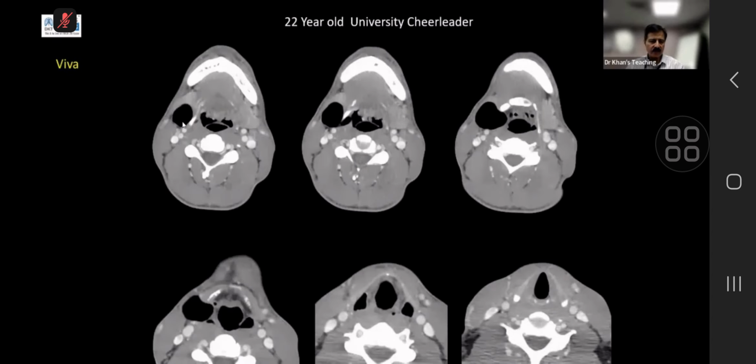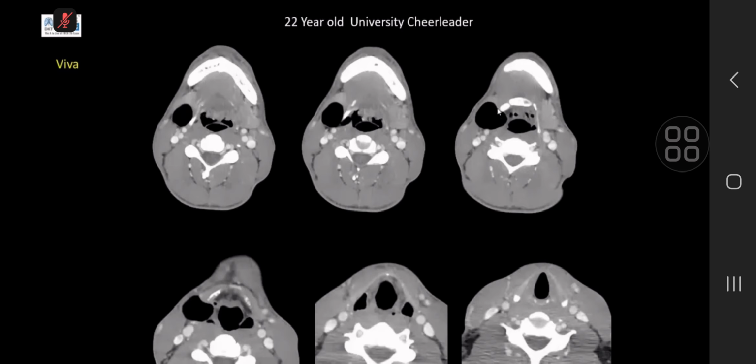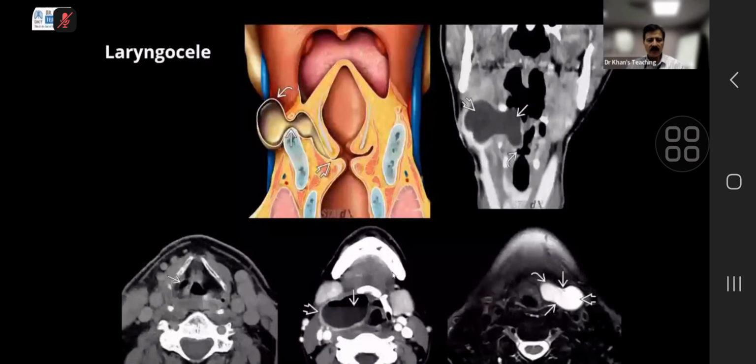What is happening here? This is the laryngocele, an air-containing laryngocele. This is the last case of the day. Basically, in laryngoceles, look at this diagram. What happens is that there is dilatation, usually, as I showed you from Chapman, that this ventricle becomes dilated and there might be some adhesions, etc. Sometimes, by the way, there are tumors.